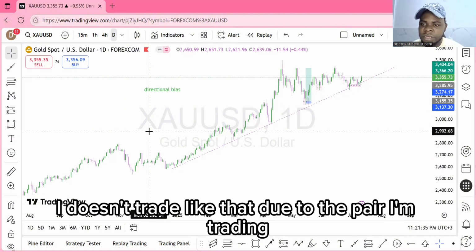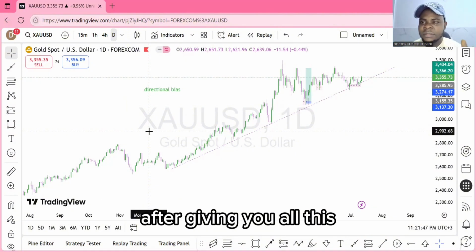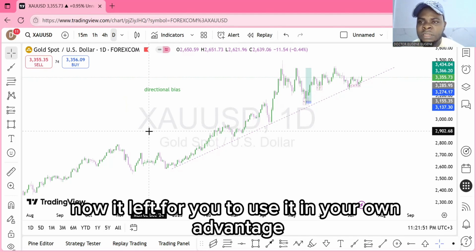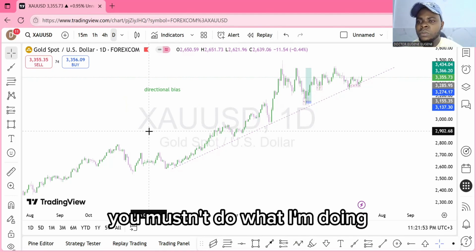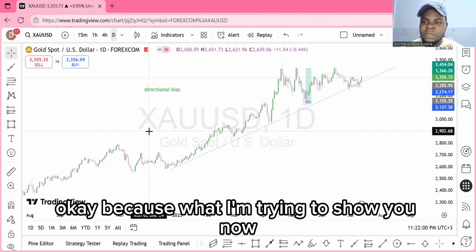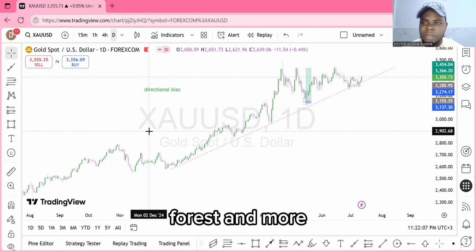I don't trade like that due to the pair I'm trading. I'm using this system because it works for me. So now, after giving you all this information, it's left for you to use it to your own advantage. You mustn't do what I'm doing unless you are trading the same pair I'm trading. Because what I'm trying to show you now works in all pairs, be it crypto, forex, and more.